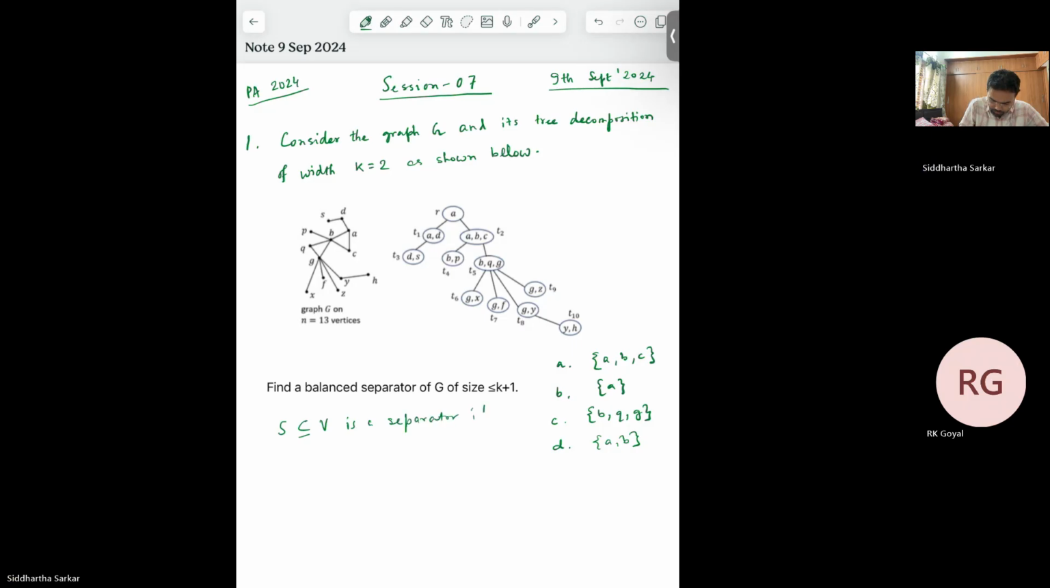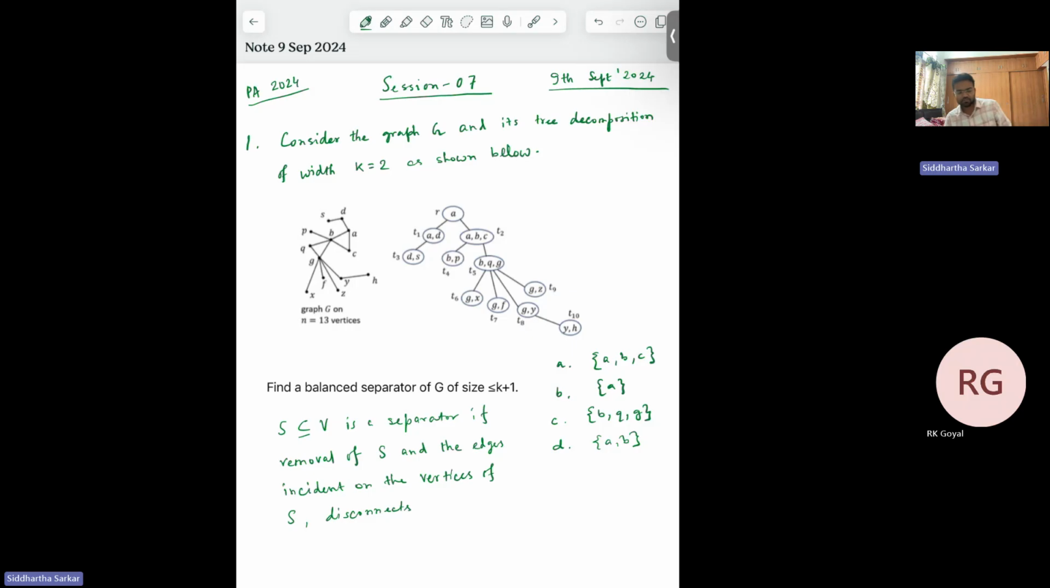if removal of S, and of course the edges incident on the vertices of S, disconnects the graph. So that means it partitions the graph, or rather it gives rise to multiple connected components. Then we will say that this subset S is a separator. Okay, so that is the definition of a separator.